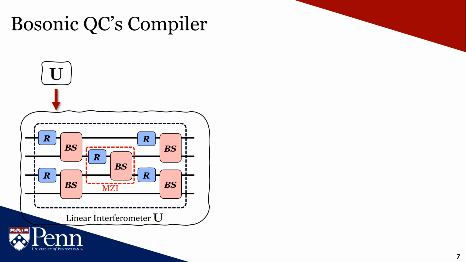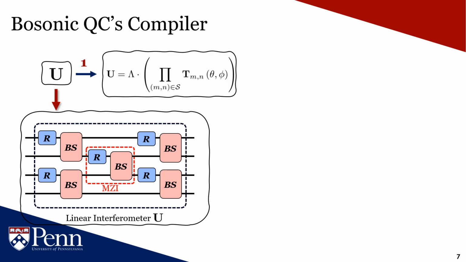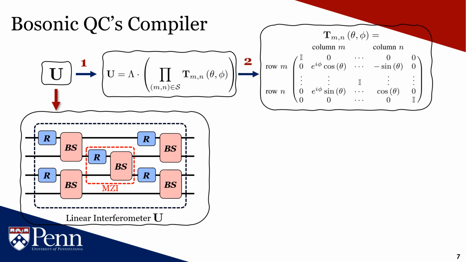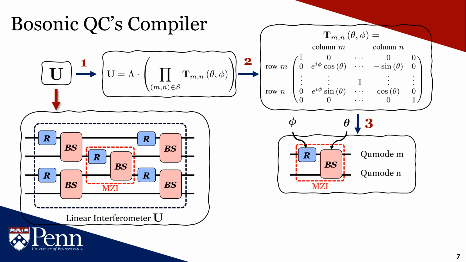First, we decompose the unitary matrix using this formula. The capital lambda stands for a diagonal matrix, and TMN with parameters theta and phi can be viewed as a two-dimensional unitary rotation. The theta is the rotation angle, and phi is the phase shift. M and N specify the Q-mode indices this rotation is acting on.